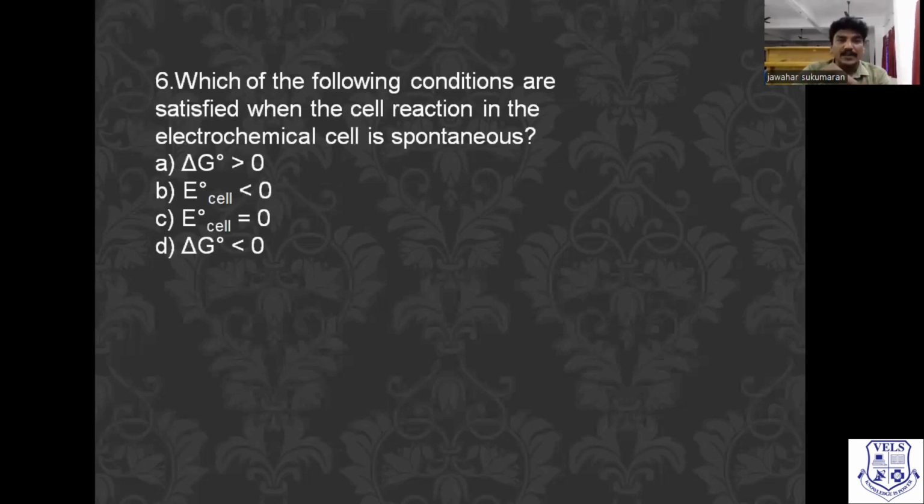Which of the following conditions are satisfied when the cell reaction in the electrochemical cell is spontaneous? A. Delta G degree greater than 0. B. E degree cell lesser than 0. C. E degree cell equal to 0. D. Delta G degree lesser than 0. For all spontaneous chemical reactions, the change in Gibbs free energy, delta G degree, is always negative. For a spontaneous reaction in an electrochemical cell, the cell potential E degree cell should be positive. Answer is D. Delta G degree lesser than 0.